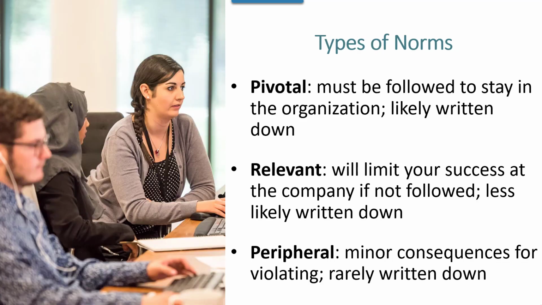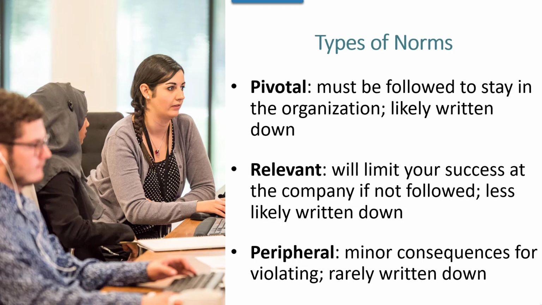There are 3 types of norms: pivotal, relevant, and peripheral. Pivotal norms are behaviors that must be followed to stay in the organization. These types of norms may also be explicitly stated in a policy or handbook. For instance, don't come to work intoxicated, or don't routinely miss work, definitely show up on time, etc.